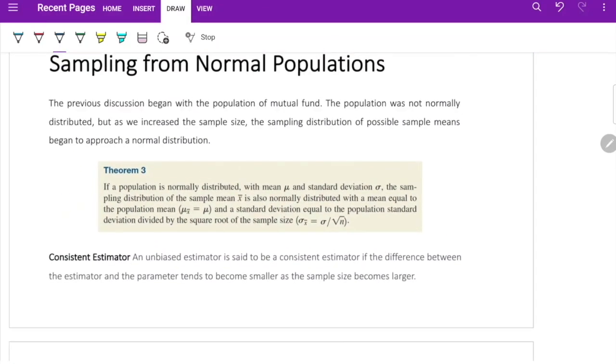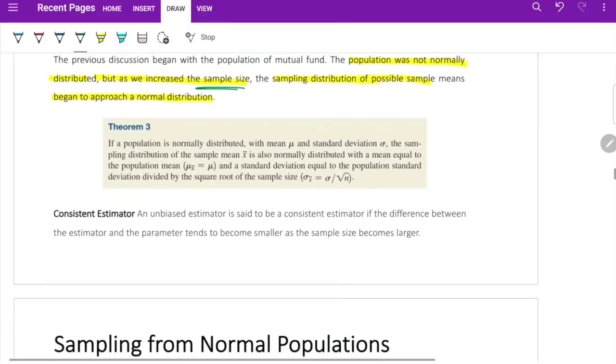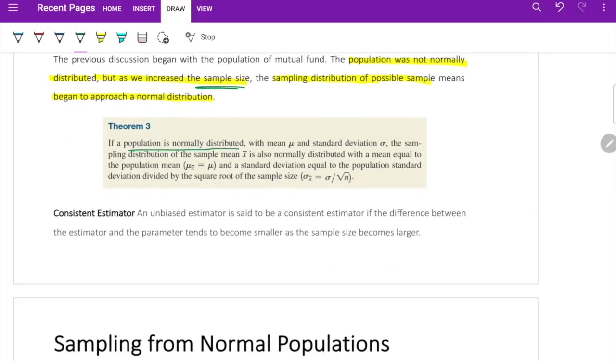Theorem 3, it's the mutual fund example. The population was not normally distributed, but if you increase the sample size, the sampling distribution is going to be approximately normal. If you make the sample size bigger, 30 was enough, by the way. If the population is normally distributed with mean mu and standard deviation sigma, the sampling distribution of the sample mean x bar is also normally distributed, with a mean equal to the population mean and a standard deviation equal to the standard deviation of the population divided by the square root of the sample size. And this is a consistent estimator.